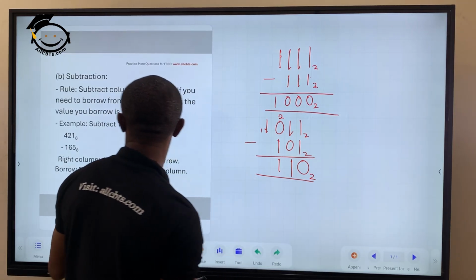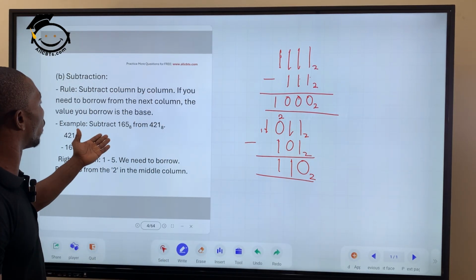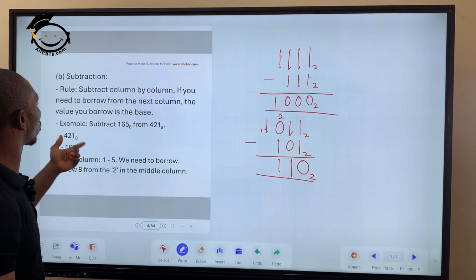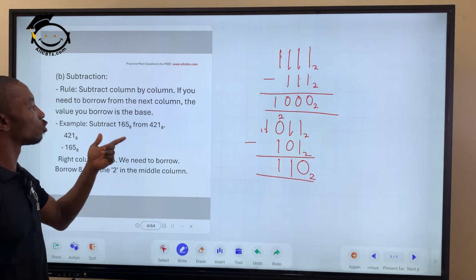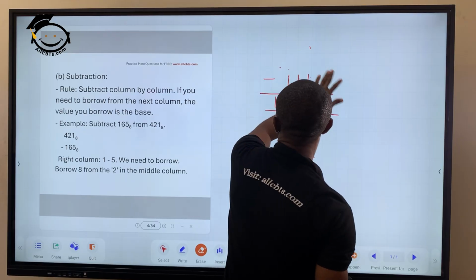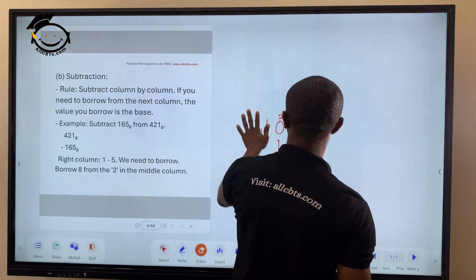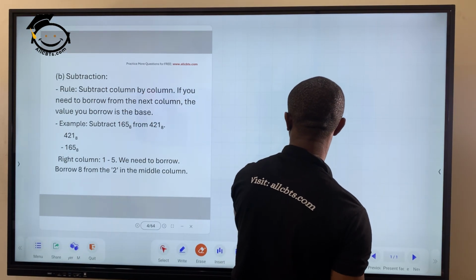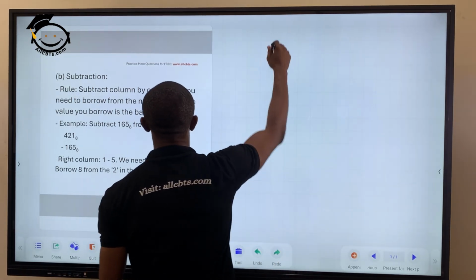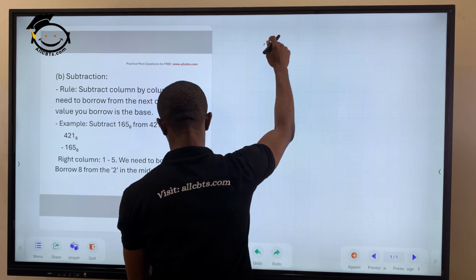Now let's look at the example we have here, for another base. Subtract 165 base 8 from 421 base 8. In doing that, we have, let's say, subtract.